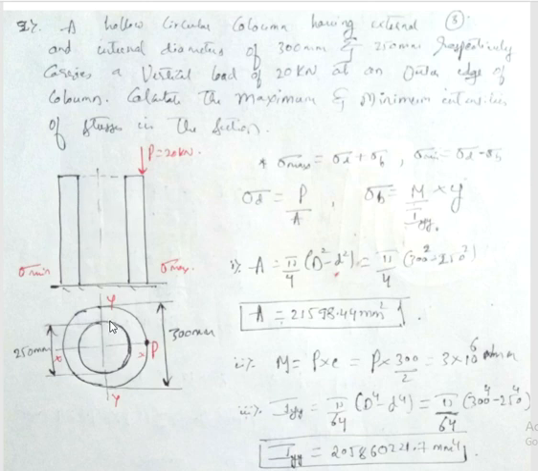The column is hollow, having outer diameter of 300 mm and inner diameter of 250 mm, and this column is subjected to a load which is acting at the outer edge of the column. Outer edge in the sense this is the outermost edge, and there it is acting along the x-axis at this point P, and the value of P is 20 kN. He has told us to find the maximum and minimum stress intensities.